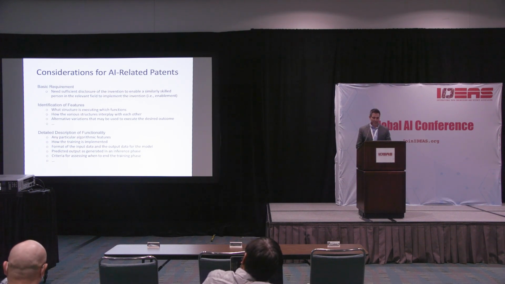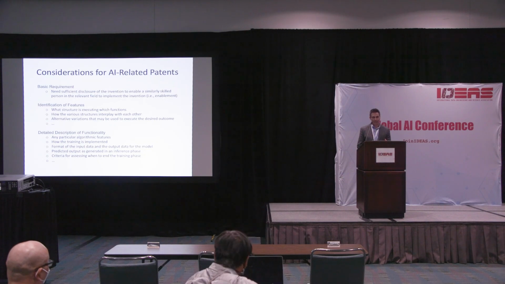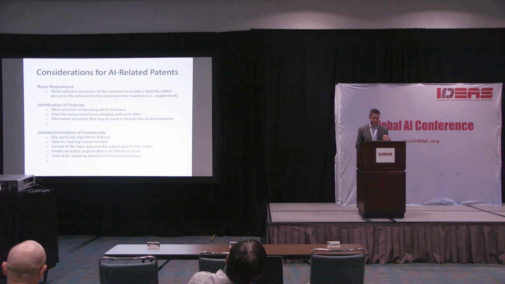And then the detailed description of what needs to go in a patent in order to make sure that we are able to capture this novelty and this invention and be part of the subject matter that is patentable. So any particular algorithms, what features of that algorithm are being used. Training, how is the training implemented? The format of the input or the output data for the model. The predicted output in the inference phase, or even the criteria used for assessing when to stop the training. So all of these are obviously just examples. There's a full set of these that can be considered.